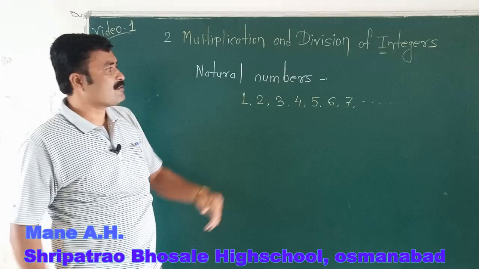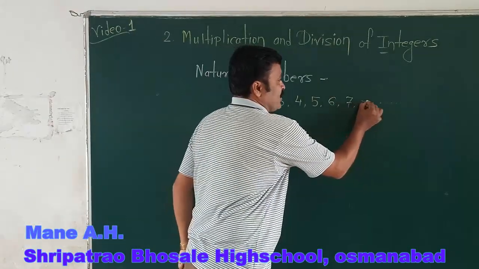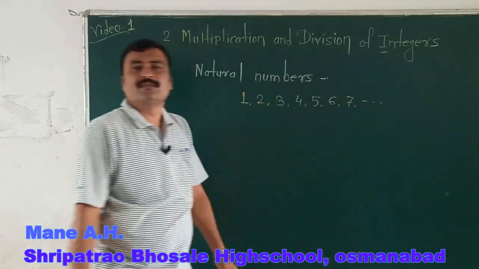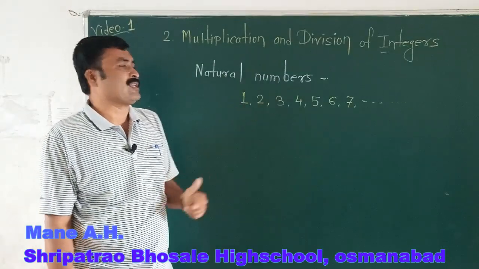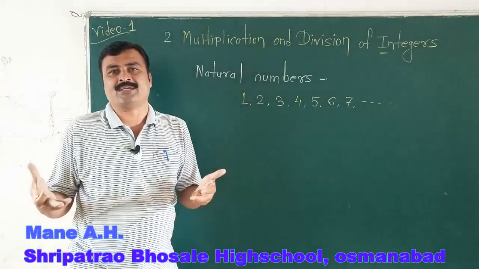Now in this group, the sign like dash dash here shows that the list of these natural numbers is infinite.